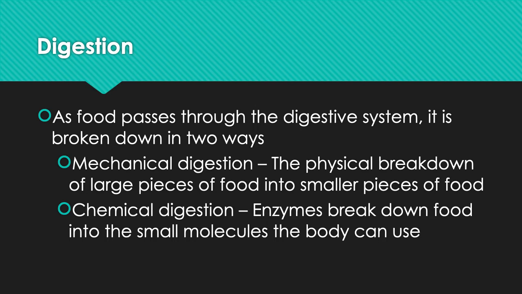The other type of digestion is chemical digestion. This is when enzymes break down food into the small molecules that the body can use. So when we use the enzymes that we produce in our body to break down these foods into the proteins, fats, nucleic acids, carbohydrates, all that, that is known as chemical digestion.